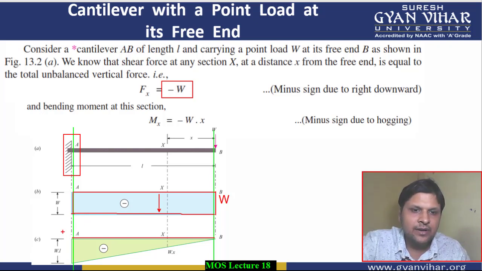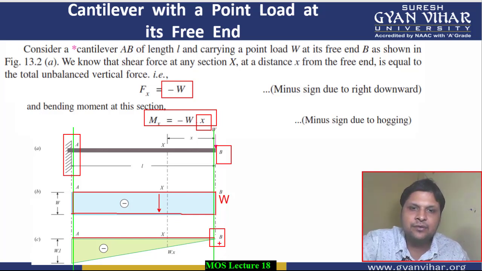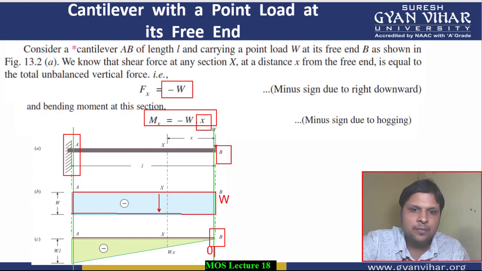Now coming to the bending moment. See students, in the bending moment, the value is minus W into x, which means it depends on the distance from the point B. So if we consider the point B itself, then the distance of point B from B is 0. This means that the bending moment at this point will be 0.